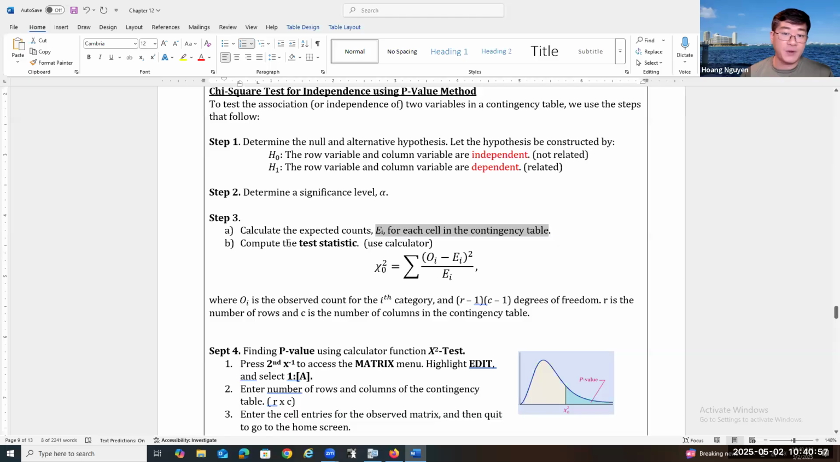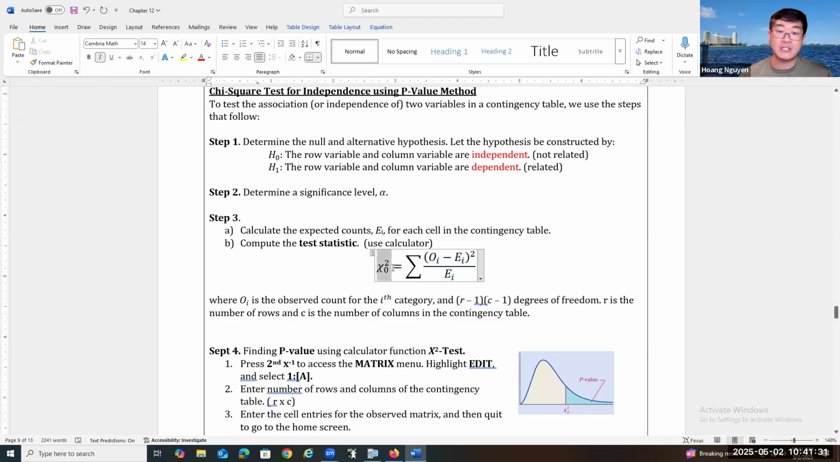After we get the expected frequency, then we can calculate the test statistic, and this is the formula. So we're going to use a calculator then. It's similar to the formula that we learned from the previous recording also. It's going to be equal to the summation of (Oi minus Ei) squared divided by Ei. So observed minus expected raised to the power 2 divided by expected, and we're going to repeat for every single cell in that given contingency table.